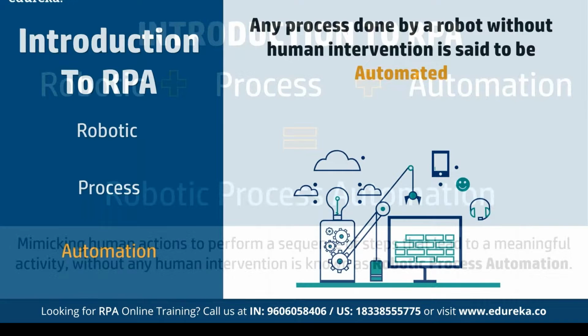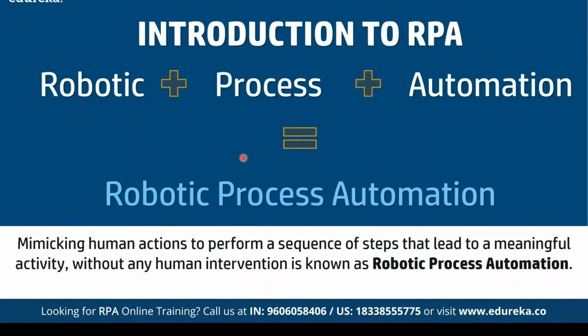In RPA, what we do is use software components which are able to mimic human actions, and using those human actions we are able to perform automation without requiring any human intervention. So this is what RPA is in all. This is how we work with robotic process automation.